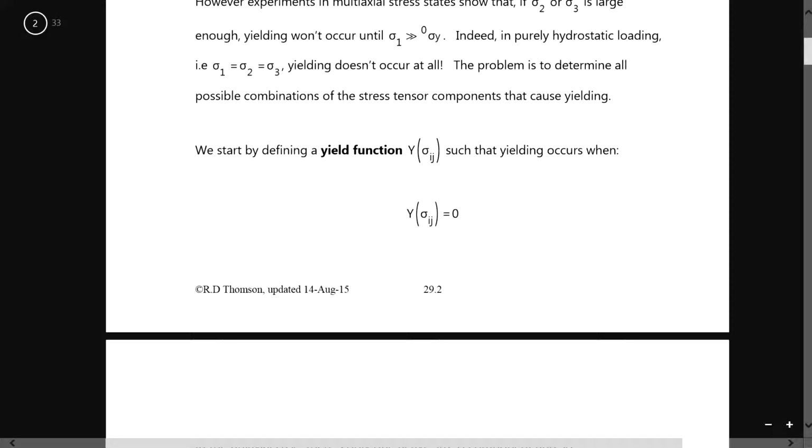This yield function states that a certain stress state, with a certain function within it, equals 0. This means that yielding starts to occur. So we start by defining the yield function. This yield function Y, in terms of a certain stress, will occur when it is equal to 0, meaning at this particular point.